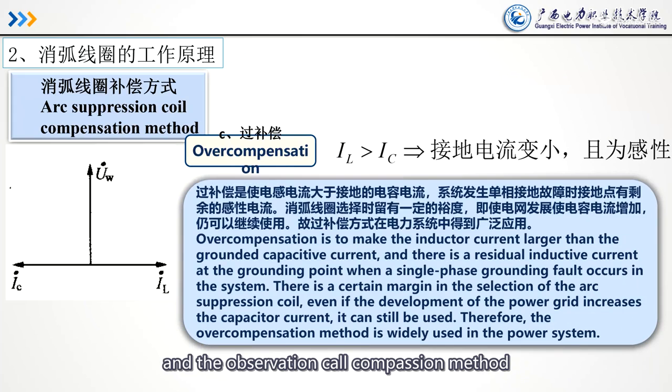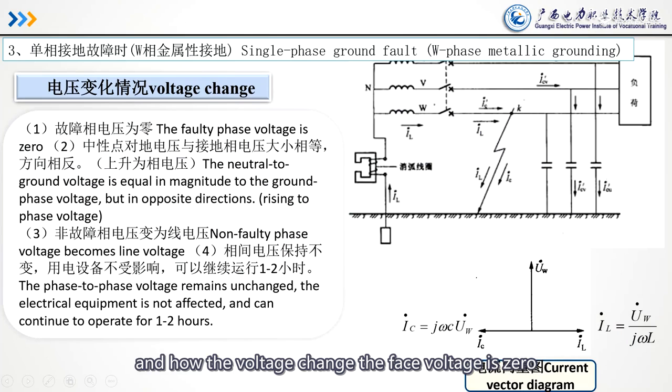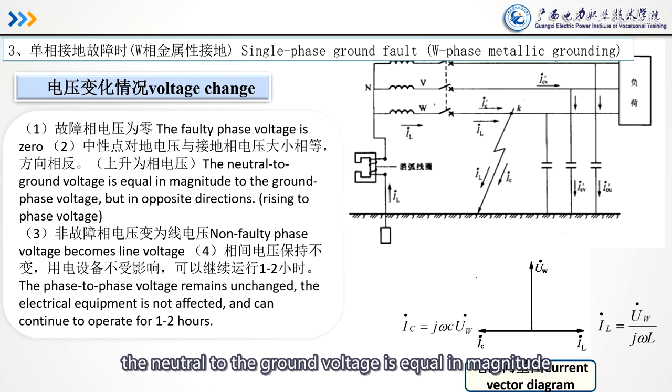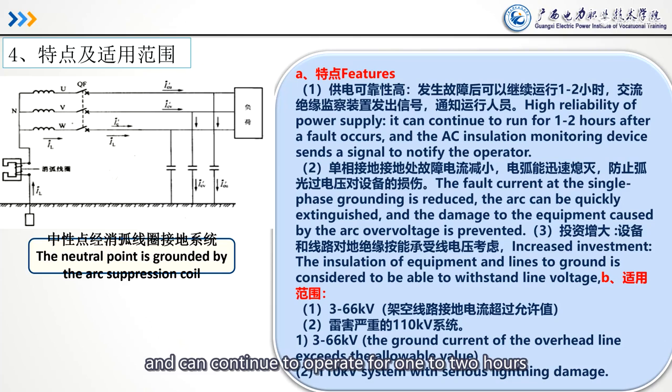And the arc suspension coil compensation method, this equation has to work, and you can continue to the next step. And how does the voltage change? The faulty phase voltage is zero. The neutral to the ground voltage is equal in magnitude to the ground phase voltage, but in the opposite direction. Non-faulty phase voltage becomes line voltage. The phase-to-phase voltage remains unchanged. Electrical equipment is not affected and can continue to operate for 1 to 2 hours.